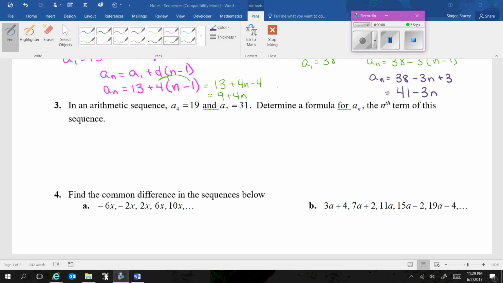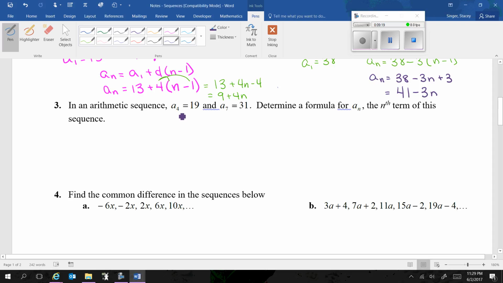Number 3. In an arithmetic sequence, a sub 4 is equal to 19, a sub 7 is equal to 31. So that is giving me the 4th term, because that little subscript represents the term number. So I know the 4th term in my sequence, and I know my 7th term in my sequence. So a sub 4, a sub 7. What terms am I missing in between there? Well, count your numbers. I'm missing the 5th term and the 6th term. So a sub 5 and a sub 6.